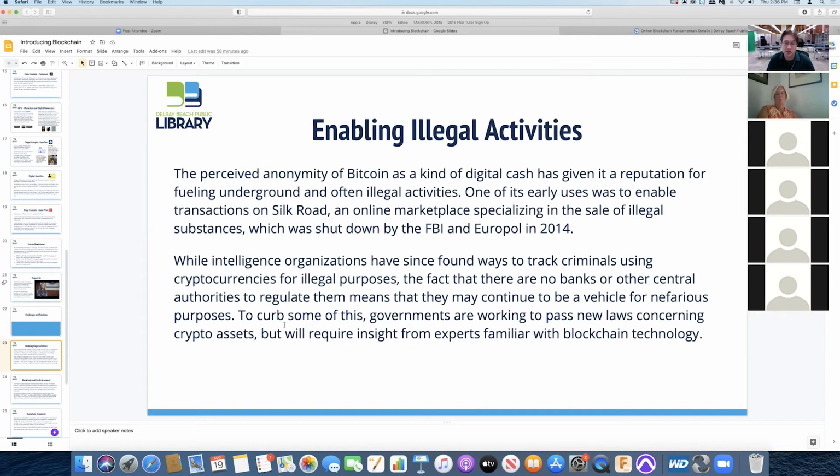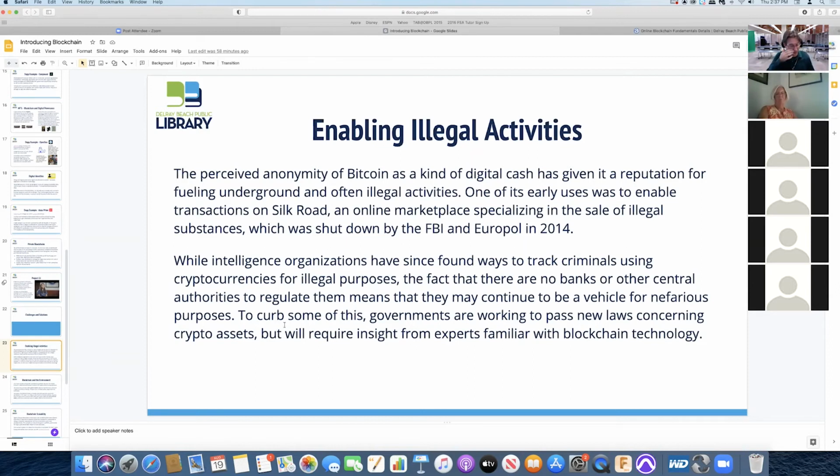While intelligence organizations have since found ways to track criminals using cryptocurrencies for illegal purposes, the fact that there are no banks or other central authorities to regulate them means that they may continue to be a vehicle for nefarious purposes. To curb some of this, governments are working to pass new laws concerning crypto assets, but will require insight from experts familiar with blockchain technology.